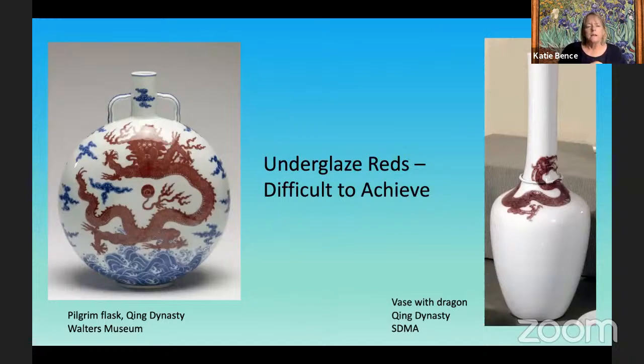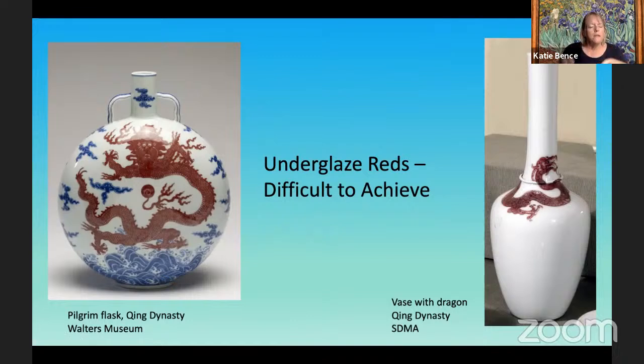Underglaze reds. So underglazes are pigments that are applied to the leather hard sculpture or work of art. And then they were covered with a clear, transparent glaze. And underglazed reds were very difficult to achieve. So this pilgrim flask, that's another thing, that there were many, many forms that were developing, and pilgrim flask was one of the forms that was created.